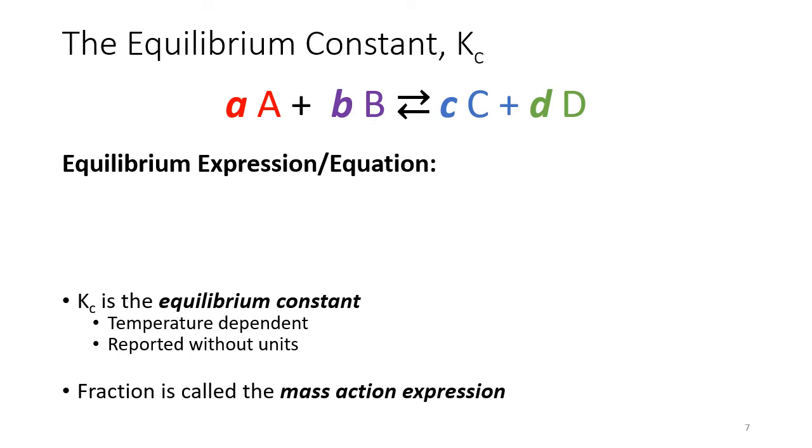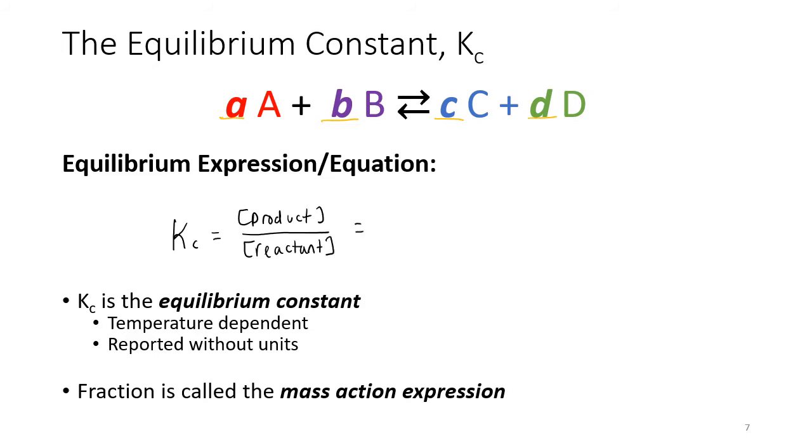For any reaction that's in equilibrium, we can write something known as the equilibrium expression or the equilibrium equation. Those two terms really mean the same thing. If we imagine we have a reaction, aA plus bB forming cC plus dD, where the little letters out front represent the coefficients of the balanced equation, the equilibrium constant, K sub C, is defined as the ratio of the product concentration over the reactant concentration.